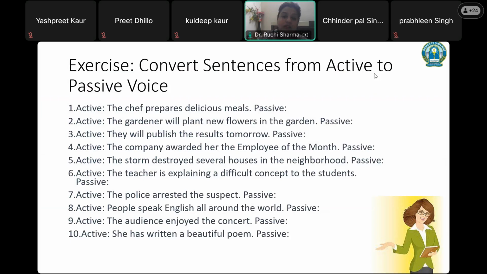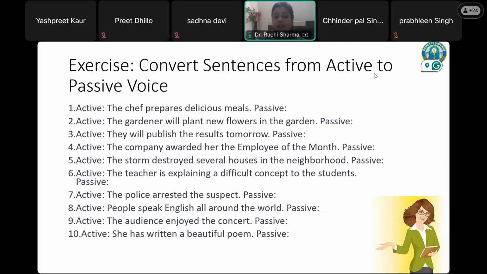Can you write your answers, or somebody else who can unmute and answer? First sentence: Delicious meals are prepared by the chef. Very good. Are or were? Are, because the sentence is in present tense. Were will be incorrect.